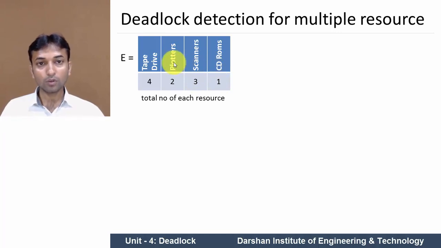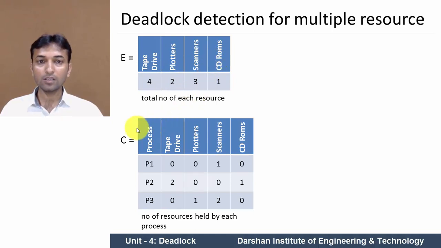Means there is more than one resource of the same type. So here E equals the total number of each resource in our system. There are 4 tape drives, 2 plotters, 3 scanners and 1 CD-ROM. Then C equals the number of resources held by each process. There are 3 processes P1, P2 and P3.